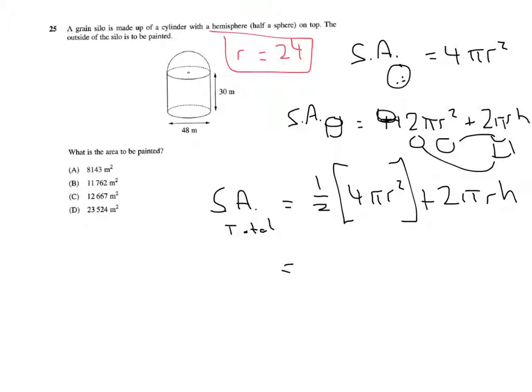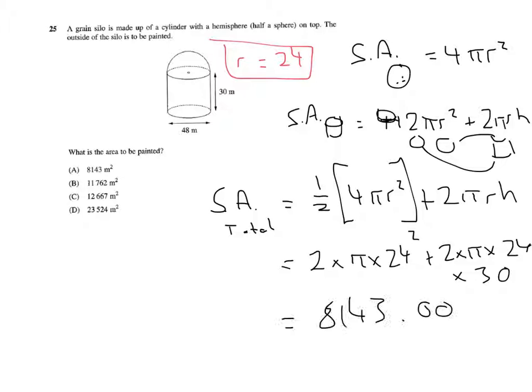We're going to substitute that value in, so half times 4, that's just 2 times pi times 24 squared, plus 2 times pi times 24 times 30, which is the height. Okay, I'll pause and I'll just get my calculator out. So, I've calculated it, and the answer that I get is 8143.00, which is the same as answer A.